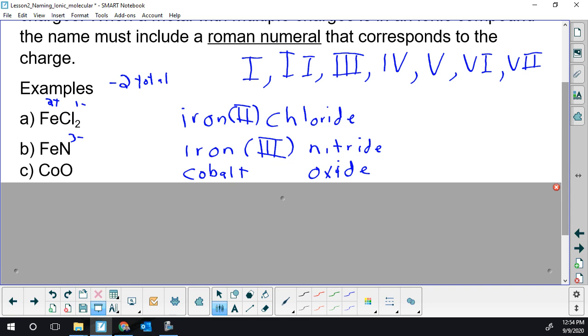Does cobalt have more than one charge? Yeah, so we've got a couple options. We don't even care what the options are because we're going to have to figure it out anyway. Oxygen is 2-. There's one of those. There's only one cobalt, so this must be the 2+ option. So this is cobalt 2 oxide.